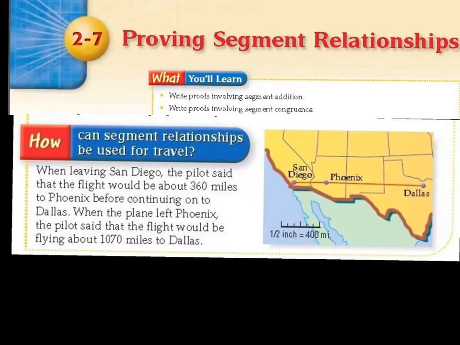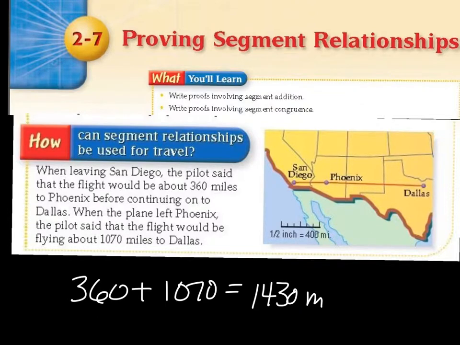In Lesson 2.7, we'll learn how to write proofs involving segment addition and write proofs involving segment congruence. How can segment relationships be used for travel? When leaving San Diego, the pilot said the flight would be about 360 miles to Phoenix before continuing on to Dallas. When the plane left Phoenix, the pilot said the flight would be about 1,070 miles. If you wanted to find the total distance, you could add 360 plus 1,070, and you'd get a total distance of 1,430 miles.